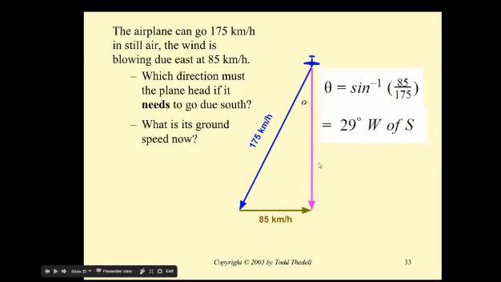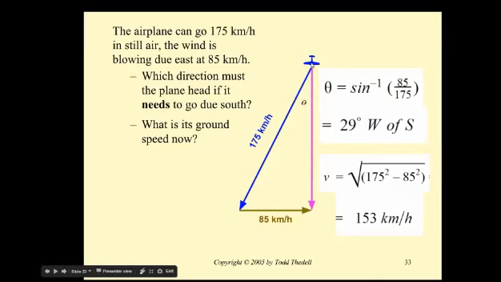Remember, that's what is observed by somebody on the ground, and that's going to be the purple one there, the one where it's going due south. So now we have two sides of a right triangle, so we're going to find the third, but one of them is the hypotenuse. So this time we're going to take the 175 squared minus the 85 squared so that we can calculate the adjacent side to the angle. And that comes out to 153 kilometers per hour.